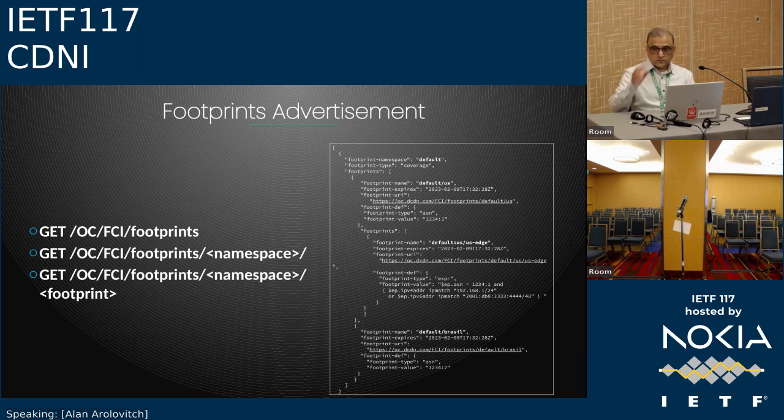So those are the new verbs we're proposing in the API. Under FCI, we're providing new API methods and allowing, similarly to host names and host passes, a hierarchy of namespace and footprint, so you can actually get an individual footprint as well. Next slide.